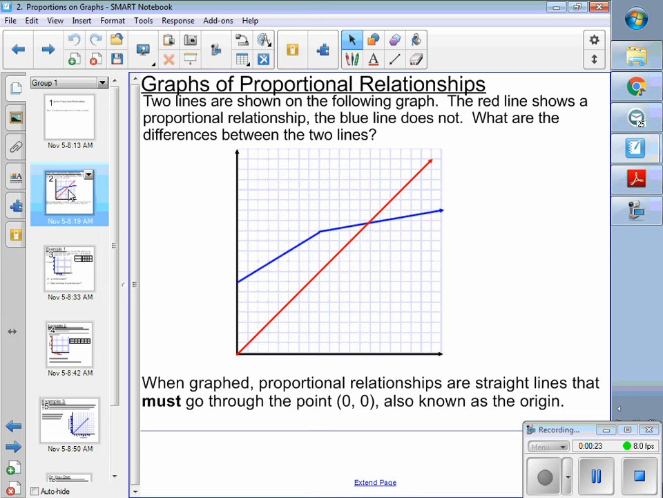So if we look here, the red line is straight or linear, and the blue line is curved, or it has a kink in it, really. And another thing is the red line goes through the origin. The blue line starts up here, which is a difference also. So when graphed, proportional relationships are straight lines that must go through the point 0, 0, also known as the origin. Okay? All right.